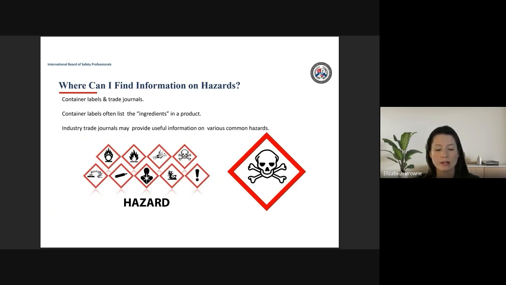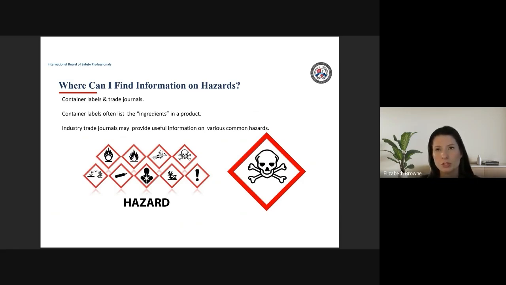OSHA requires, and also the United Nations have, a hazard communication standard that is globally harmonized. Meaning essentially every country should follow these same standards that require each chemical to have a label and have a pictogram. As seen here, we have these 9 standard pictograms that communicate health hazards, physical hazards, and environmental hazards. So a chemical could have up to 3 of these pictograms for each of those categories.